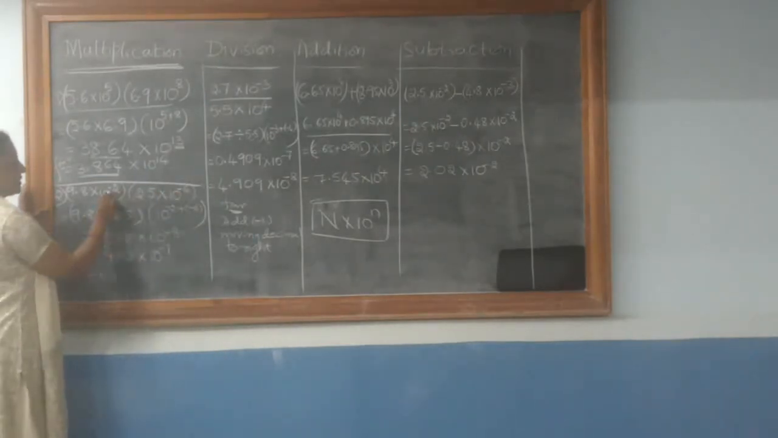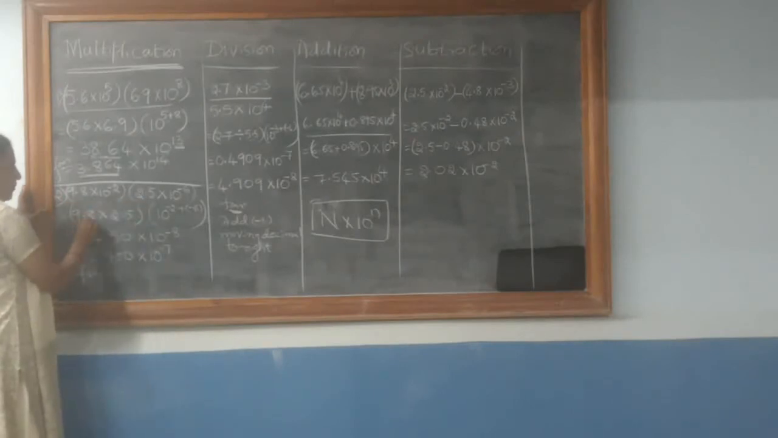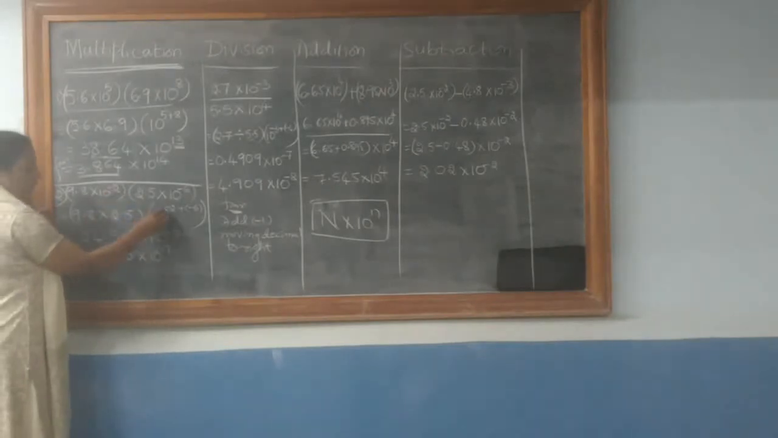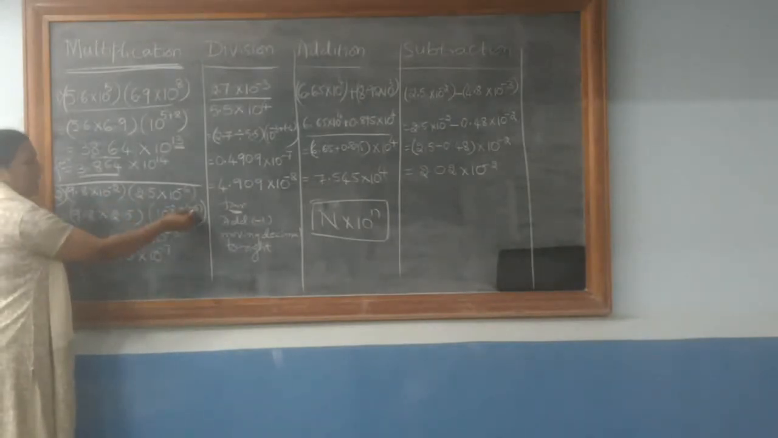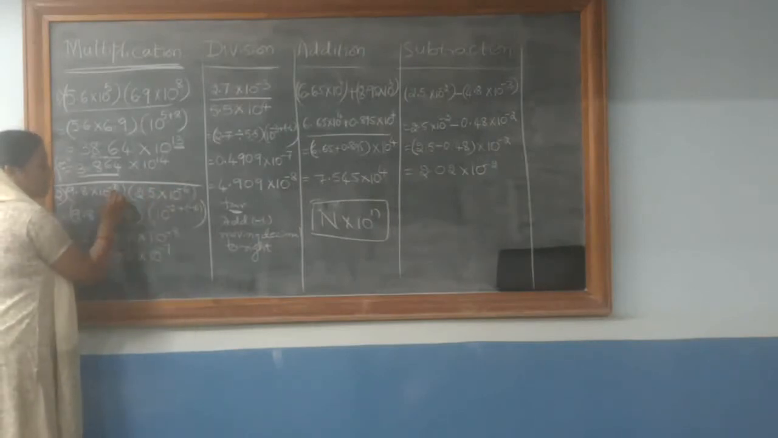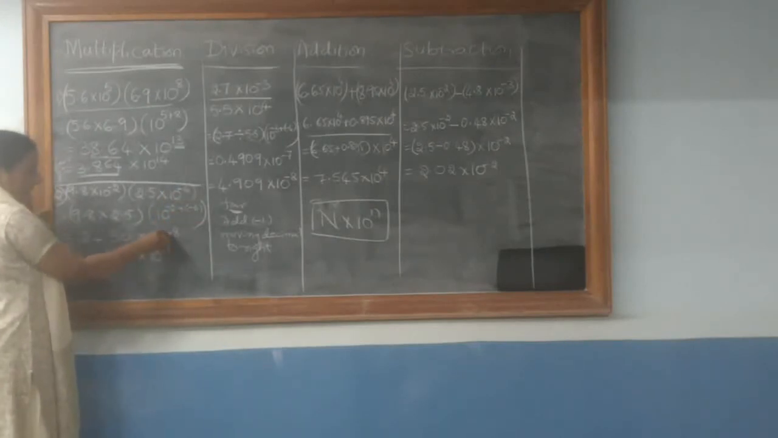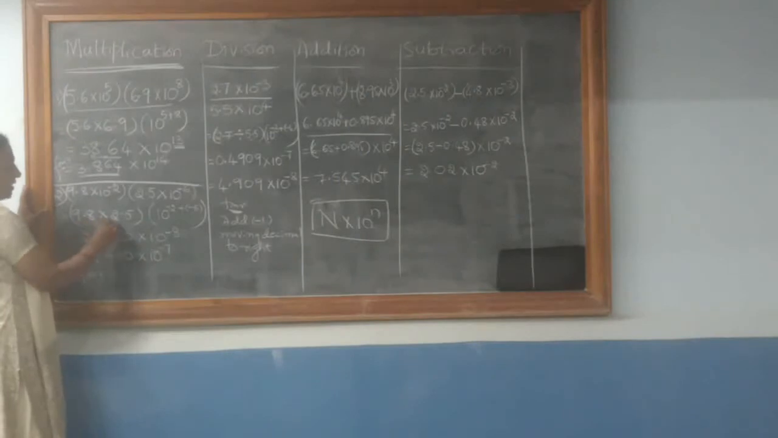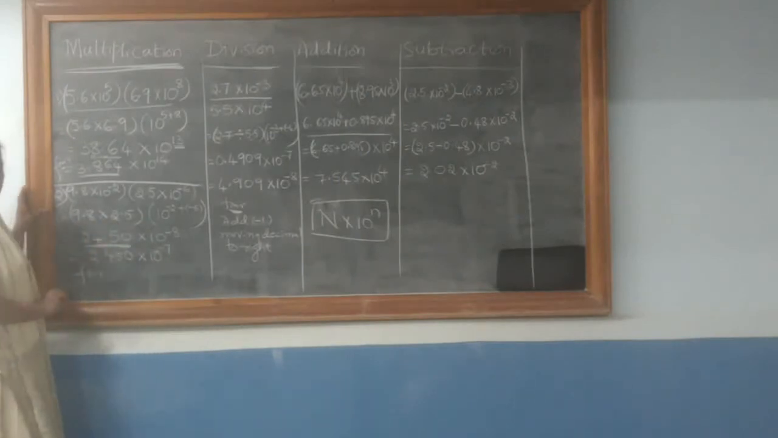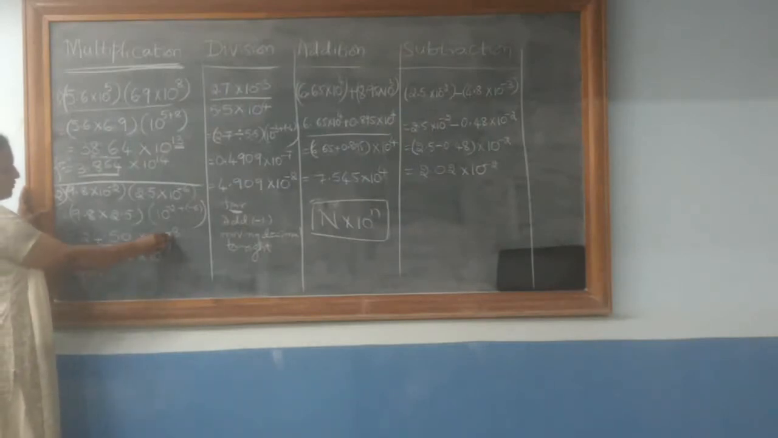Base is same here, 10. So take this common, that is 9.8 into 2.5 into 10 raised to minus 2 plus minus 6. You need to add these two. Minus 2 plus minus 6 will be minus 8. When you multiply 9.8 into 2.5, the value will be 24.50 into 10 to the power of minus 8.